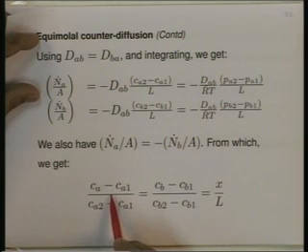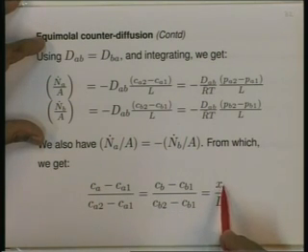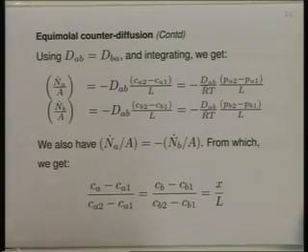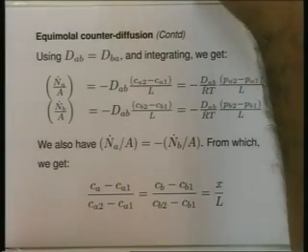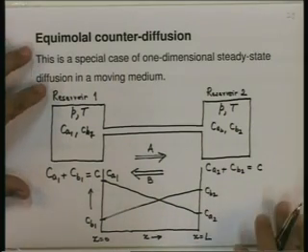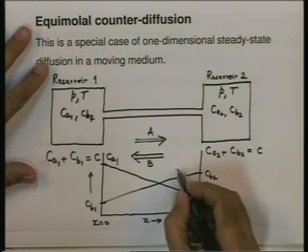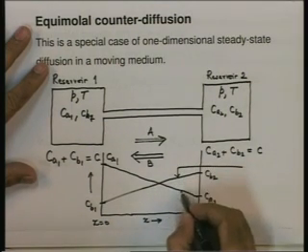profiles for the variation of molar density of A and the variation of molar density of B in terms of x and L. And this expression indicates that what we sketched here, the variation of molar density from x equal to 0 to x equal to L, these relations or these variations are linear.